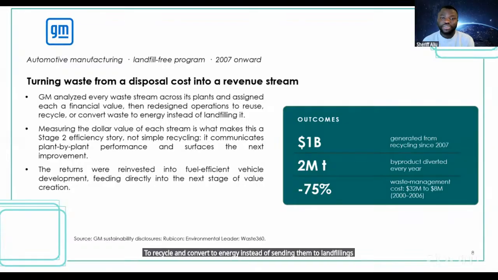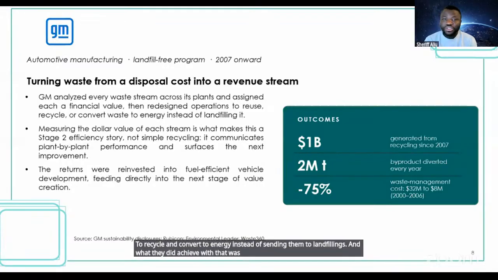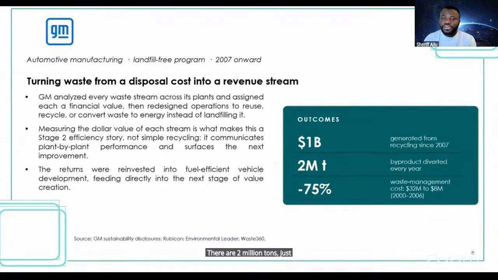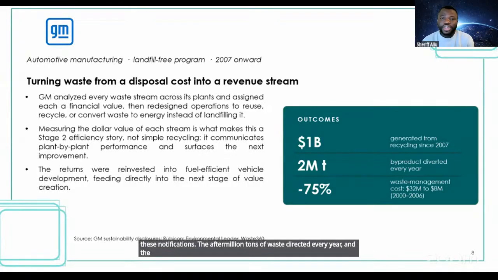And what they achieved with that was about $1 billion generated from recycling since 2007. You can find that in the sustainability disclosures. They have 2 million tons of waste diverted every year, and their waste management costs are reduced by 75%, from 32 million to 8 million. So you're moving from, again, cost savings to optimizing efficiency.